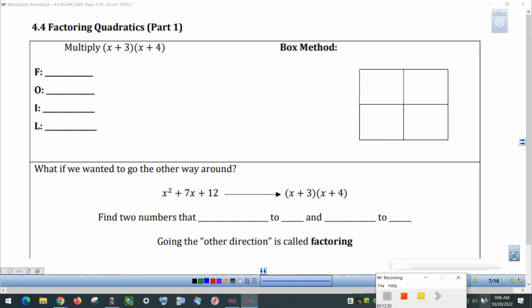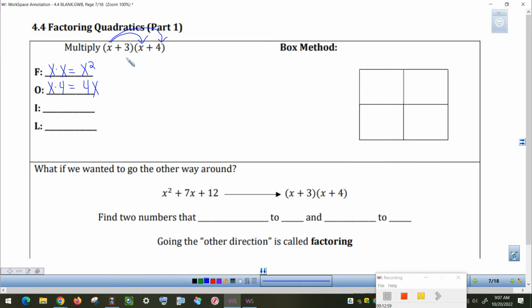If we were to use FOIL, we're going to begin by multiplying the first term times the first term. So that's actually going to be x times x, but we'll simplify that to be x squared. Then we're going to do the outside term together, so that's going to be the x at the very beginning multiplied by the 4 at the very end. X times 4, we would actually put the 4 in front, so we're going to write that as 4x.